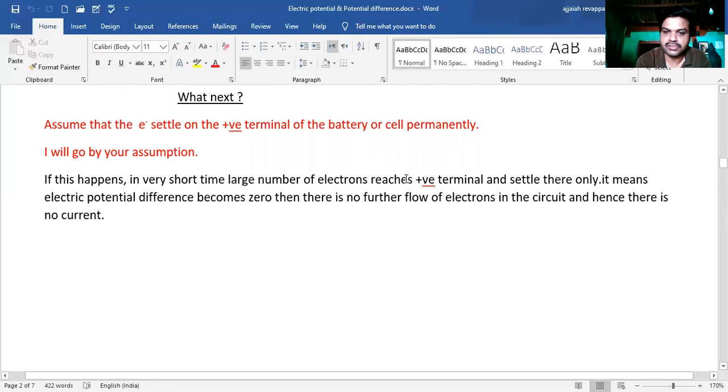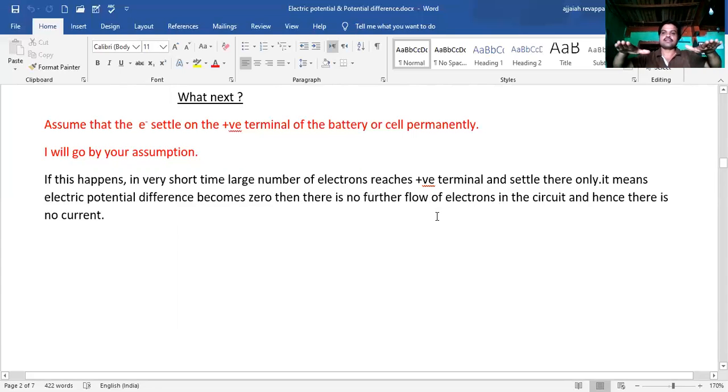A large number of electrons coming from the negative terminal reach the positive terminal and settle there only. If we make this assumption, it means the electric potential difference becomes zero after some time. Why does it become zero? We'll take some diagrams, that is pictures, and see why. If the potential difference becomes zero, then there is no further flow of electrons.